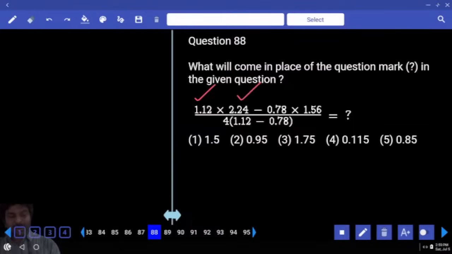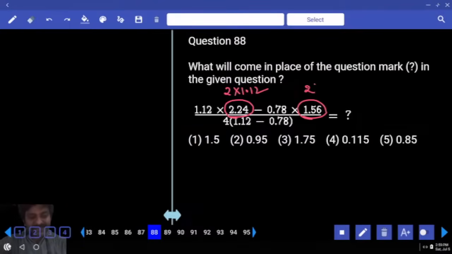1.12, 2.24. Can I write 2.24 as 2 times 1.12? 0.78, 1.56. Can I write 1.56 as 2 times 0.78? I can take 2 common. Come on. What is there? A square minus b square format. A plus b into a minus b.